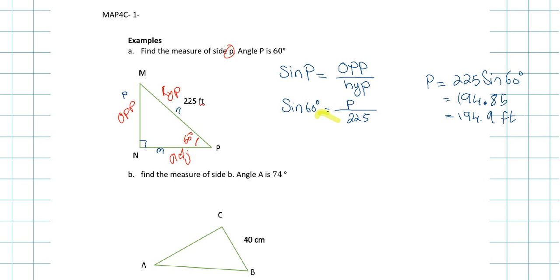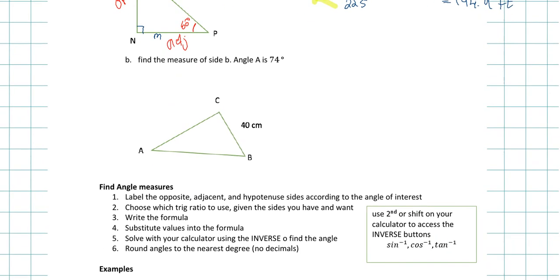Let's look at question B. So find the measure of side B if angle A is 74 degrees. So in this case, this is my right angle right here. Angle A is 74. And then it's asking you to solve for side B. Where's side B, guys? AC. So this is what I'm looking for.